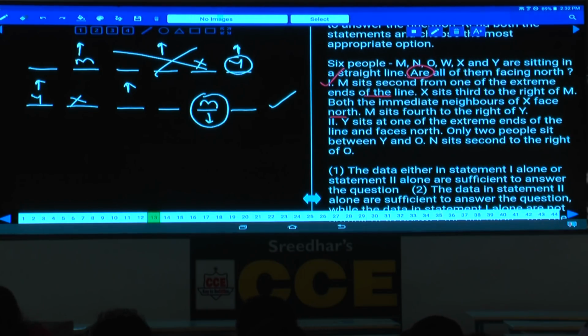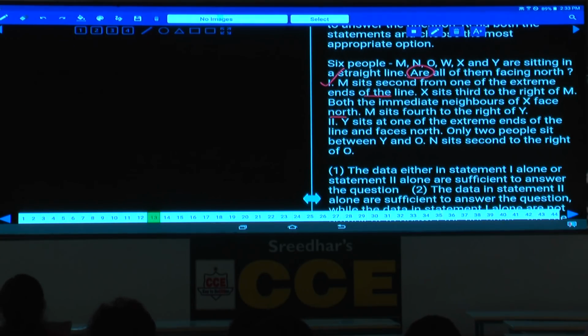They asked whether everyone is facing north. We proved that one person is facing south. What does one person facing south mean? It means that everyone facing north is false, isn't it? Hence all the persons are not facing towards north. That's the answer I got. Hence, is one alone sufficient or not? One alone is sufficient. Then coming to the next one.